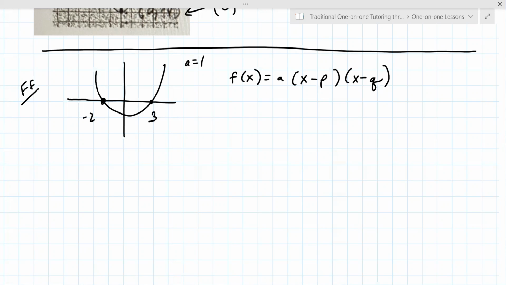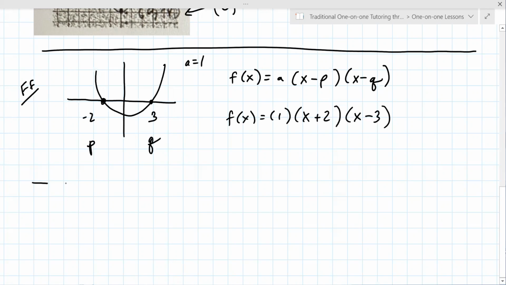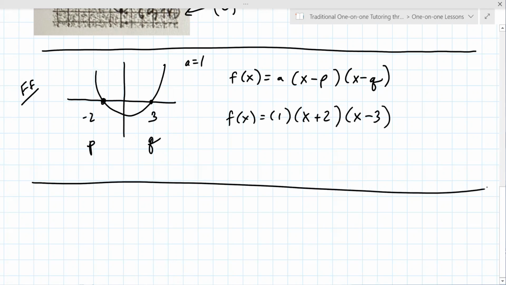So this one on the left is p. This one on the right is q. So then it would be f(x) equals 1, x plus 2, x minus 3. Perfect. You're done. Nothing more to do. You don't need to write the a, but you can. Okay, let's do another one here.